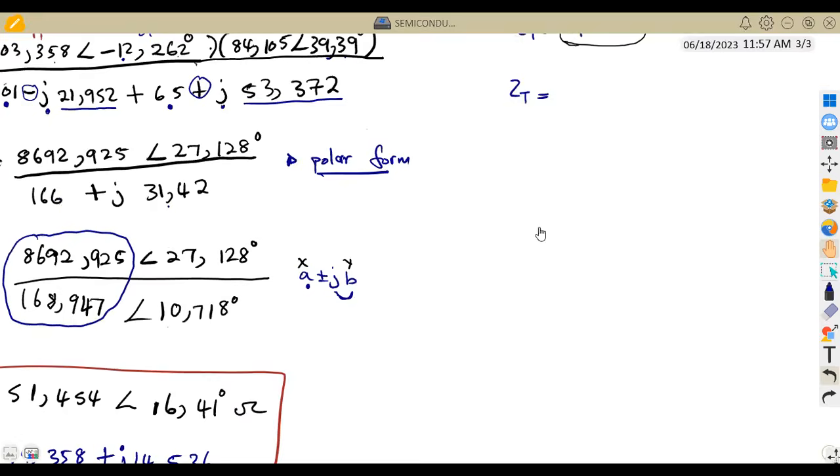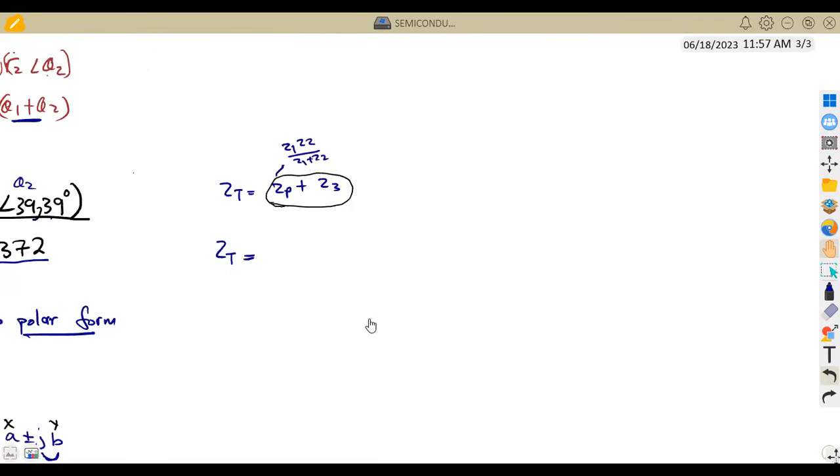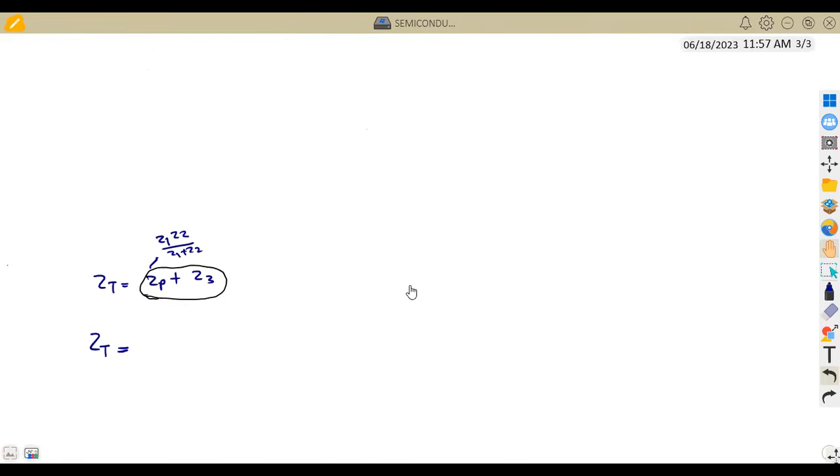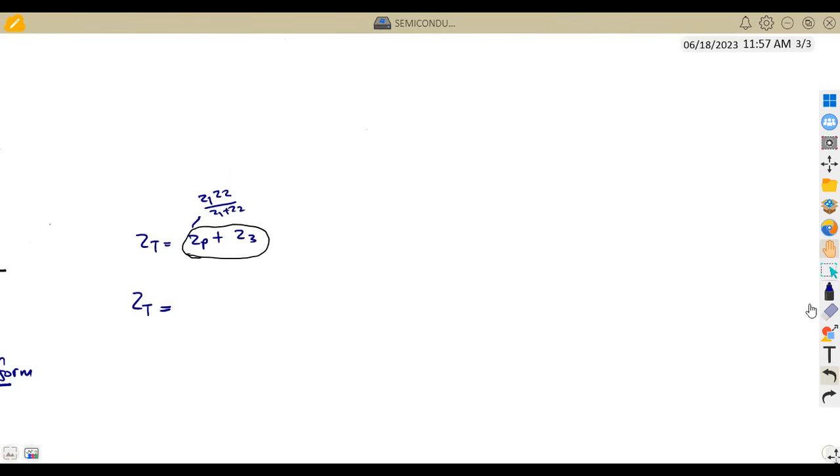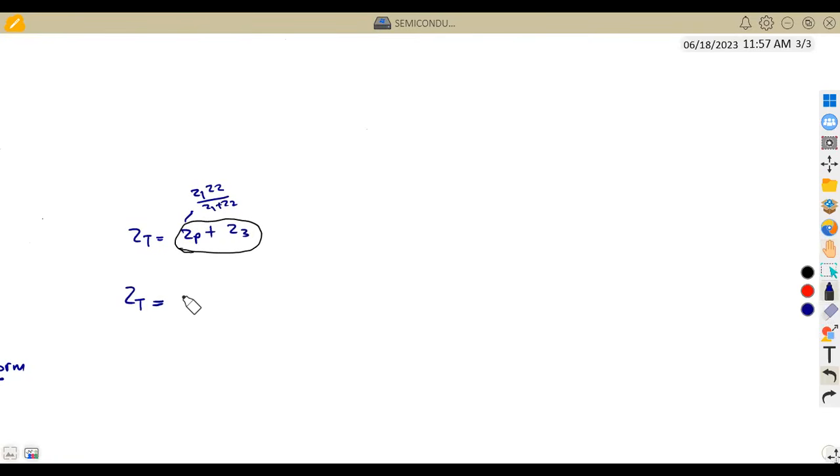So this is the one that you're going to take in rectangular form. Take note, because we are adding, that's why we are supposed to use addition. That is why you're supposed to use rectangular form. So our Z2 was 49.358, so that was 358 plus j14.536. All right. Then we add Z2 plus Z3.